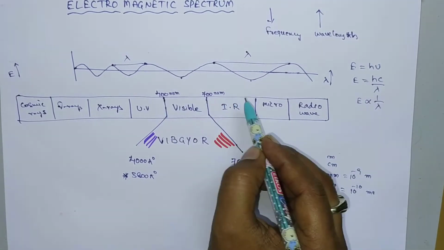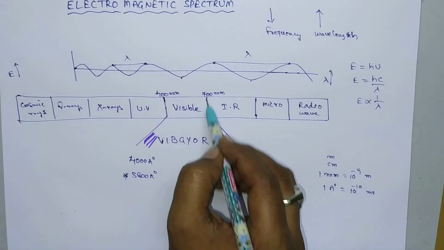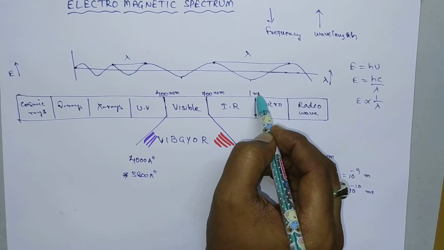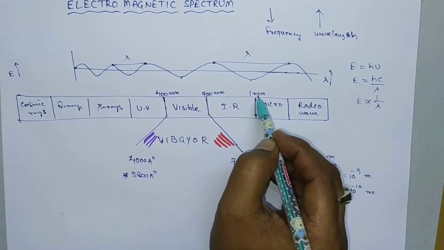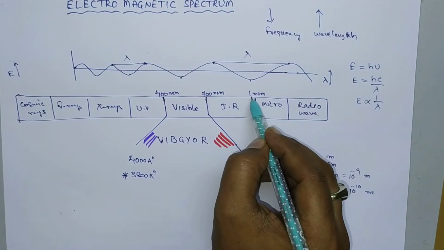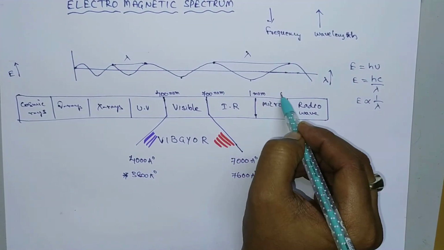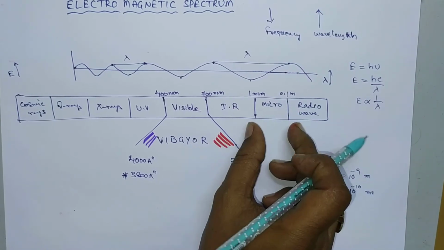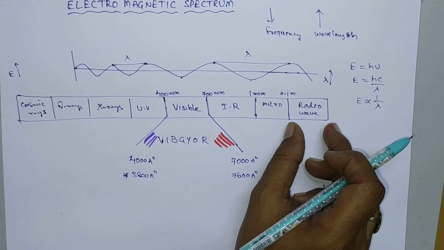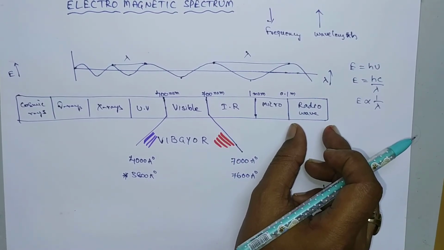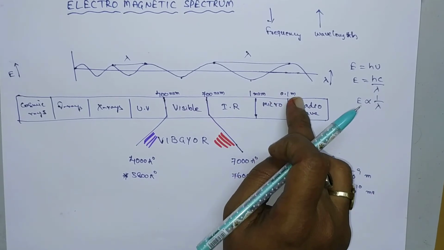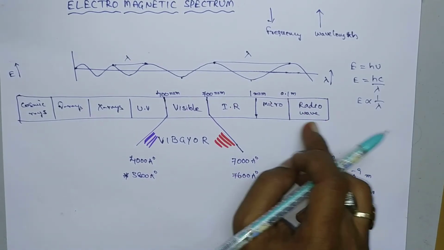And next we are considering the wavelength ranges. Radiation from 700 nanometers to 1 millimeter is called IR radiation. If it is from 1 millimeter wavelength to 0.1 meter wavelength, then it is called microwave. If the wavelength is greater than 0.1 meters, then it is called radio wave.